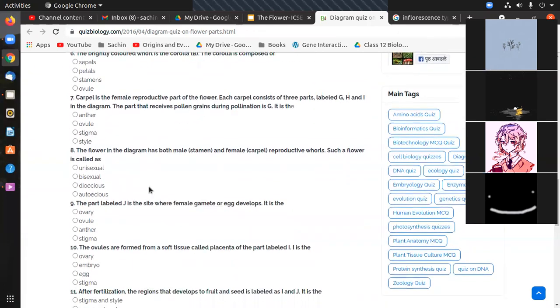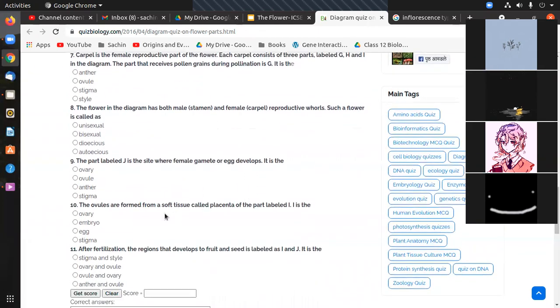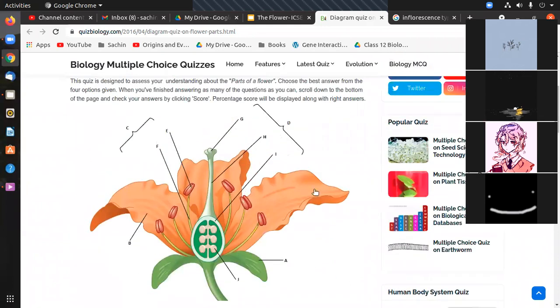Okay, I can skip a few questions. Okay, question number 10 here. The ovules are formed from a soft tissue called placenta of the part labeled I. And what is the I structure here? This one.